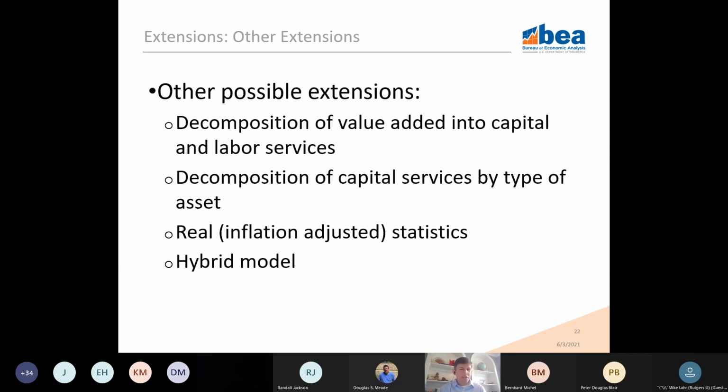We could do all of this in a price-adjusted real framework, something that we're interested in doing, and we're already taking some steps to lay the groundwork to get to that. And finally, we do have some thoughts on how to do what I'm calling a hybrid model here, something that combines the single country and multi-country frameworks in order to maybe take advantage of the best of both worlds.